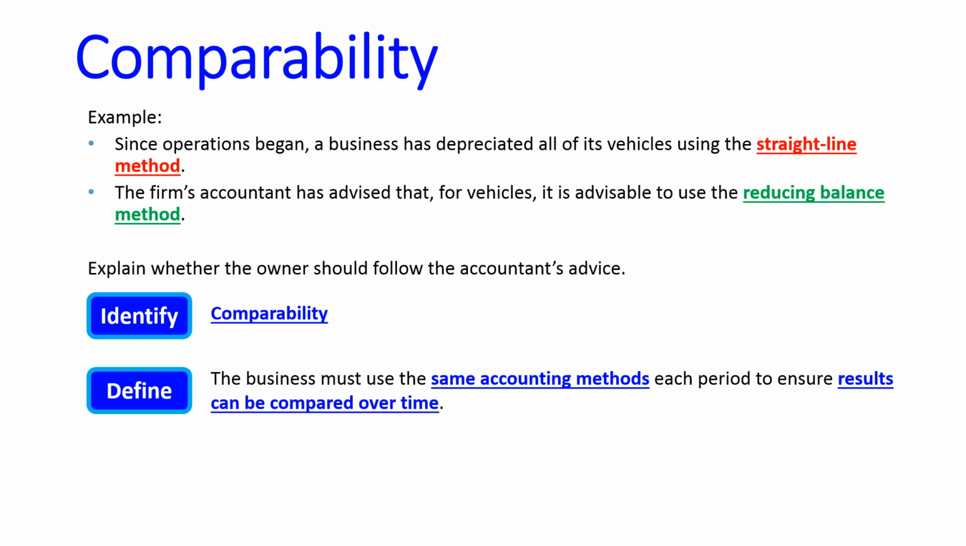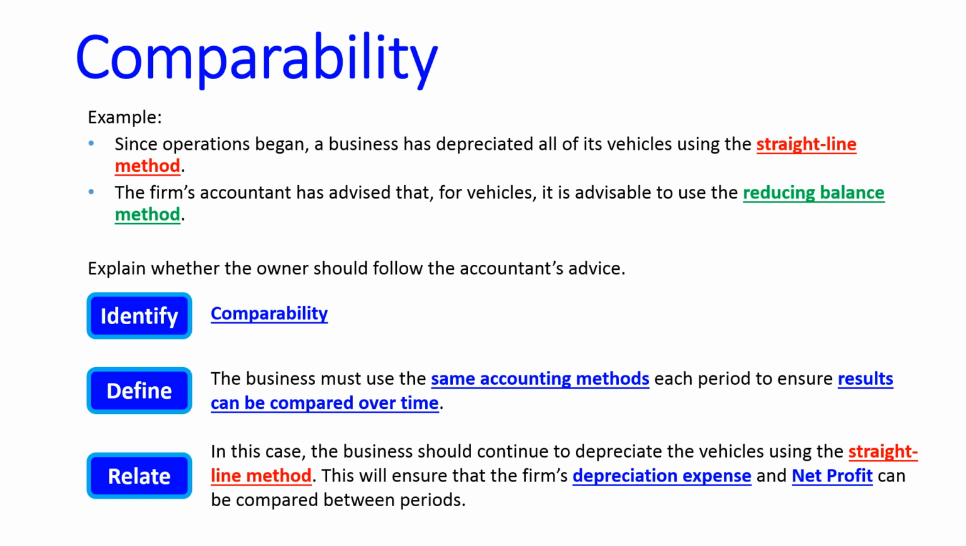I'm going to define it and say the business must use the same accounting method so we can compare results over time. And then I'm going to relate it by saying they should not change. Continue using the straight line method, even though it's probably not the most accurate, given the way a vehicle is used. It will ensure that we can compare our results, and specifically, we're going to be able to compare our depreciation expense and our net profit.